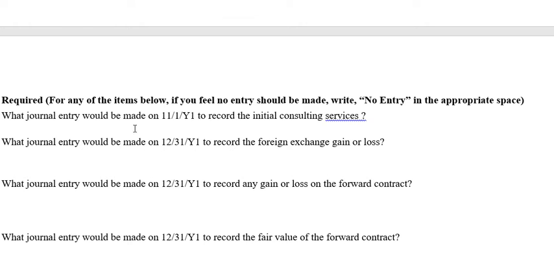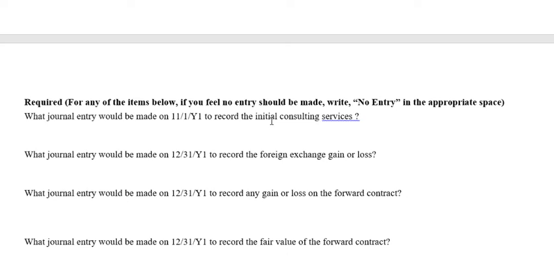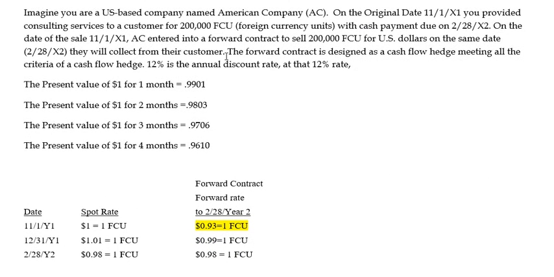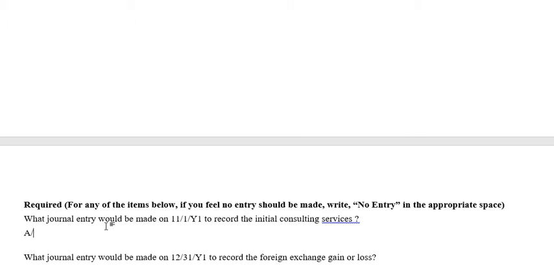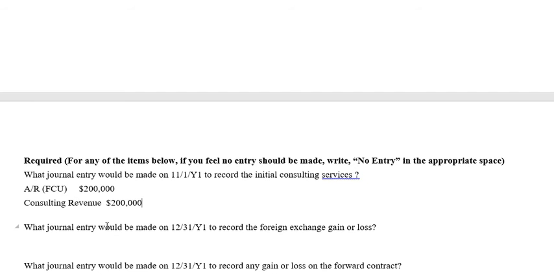So, journal entry to be made to record the initial consulting services. Okay, initial consulting services. 200,000 foreign currency units at 1-to-1, accounts receivable. Consulting revenue. Sorry, not even sales revenue, consulting revenue. But you would get it right either way if you put revenue. $200,000.